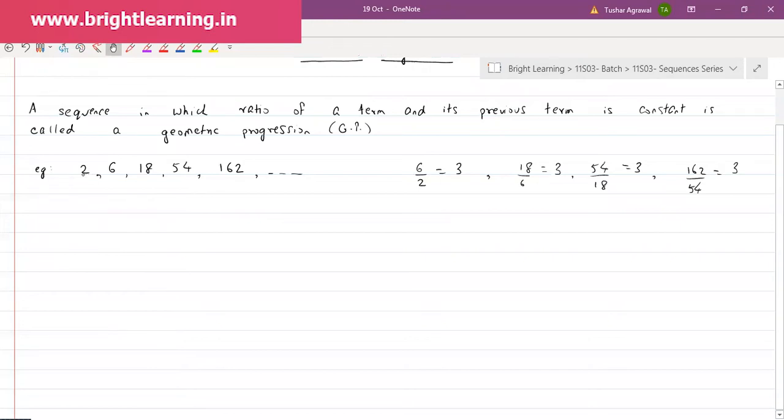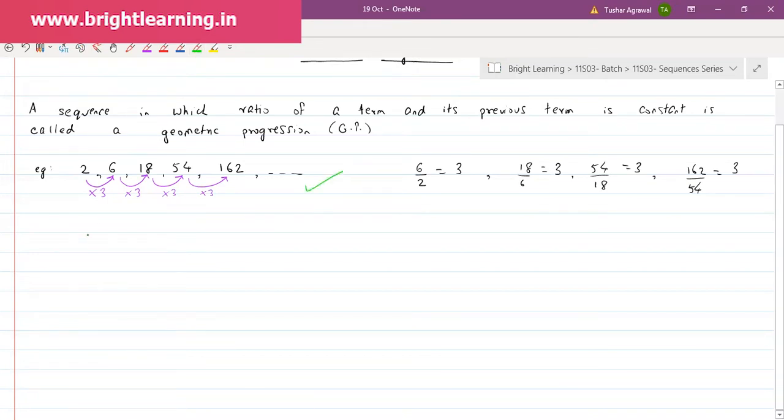The ratio, meaning a term and its previous term, or you can say 2 multiplied by whatever that number is, is called the common ratio. Here the common ratio is 3. In arithmetic progression, we were using the terminology common difference. Here we are using the terminology common ratio. Okay, this is the example. So this is a geometric progression.